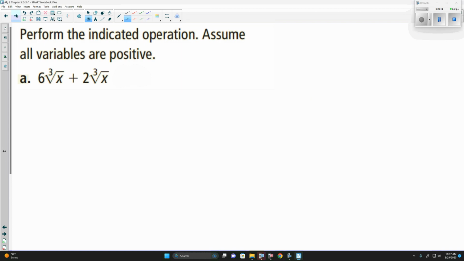6 cubed roots of x plus 2 cubed roots of x is what? Because since the radicals in our terms are already the same, we can just add the numbers together. Or if we were subtracting, we would subtract them. Any questions on this here?